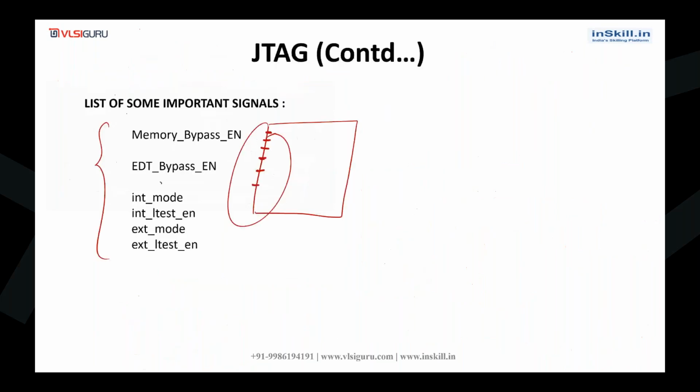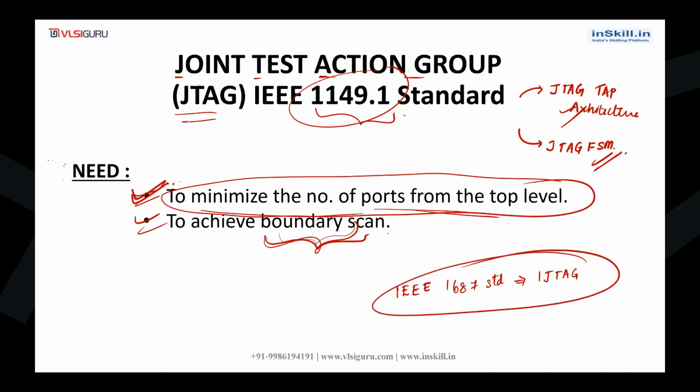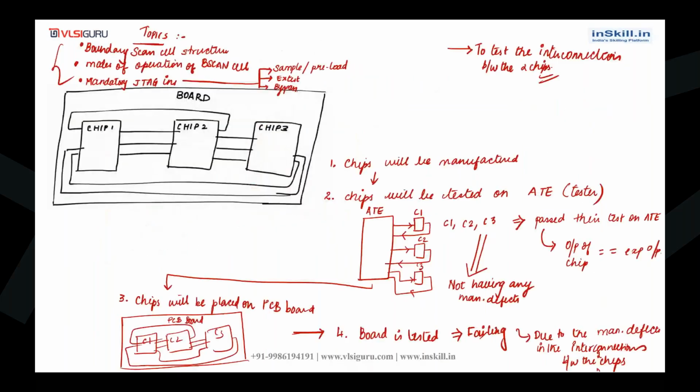And then in our course, we will also be covering the IEEE 1687 standard. IEEE 1149.1 standard is JTAG. So in our course, we will also cover the IEEE 1687 standard, which is nothing but IJTAG. All these things we will be covering during the course.